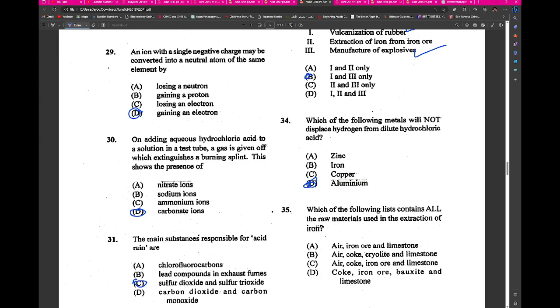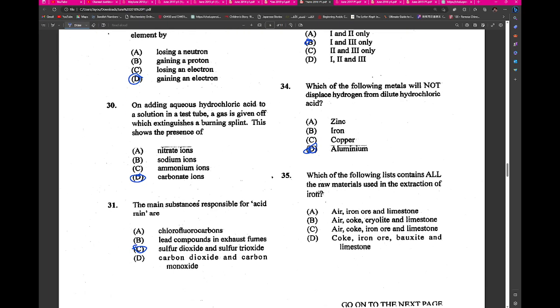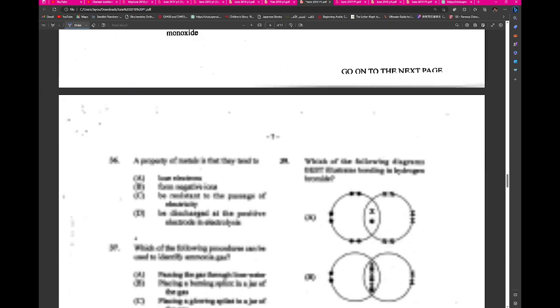Which of the following lists contains all the raw materials used for extraction of iron? It would be air, coke, iron ore, and limestone.